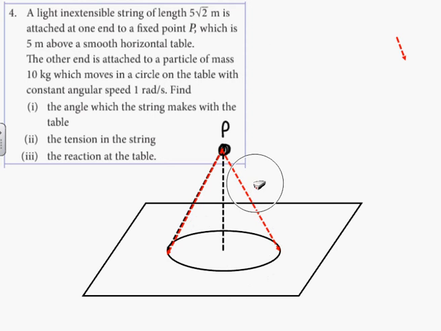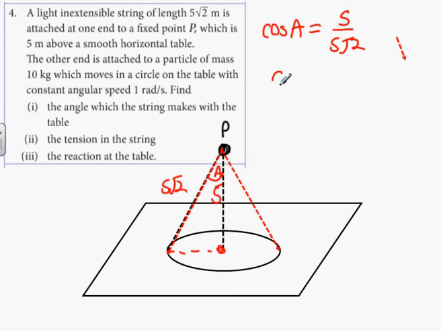Okay, so let's give it that 5 meters there. So this is 5, this is 5 root 2. Can I find out what angle A is by any chance? Angle A, anybody? Call it cos A. Cos A equals adjacent divided by hypotenuse, 5 over 5 root 2. Cos A therefore equals 1 over root 2. A equals 45 degrees. Everybody happy enough with that?